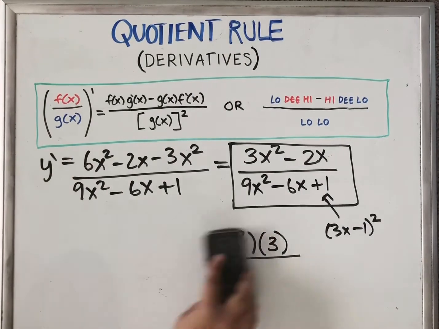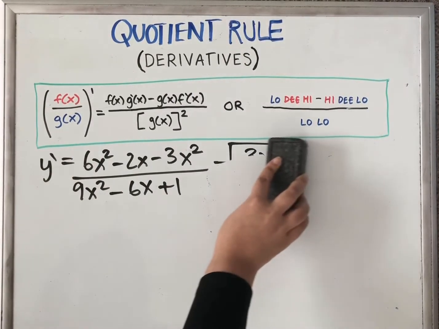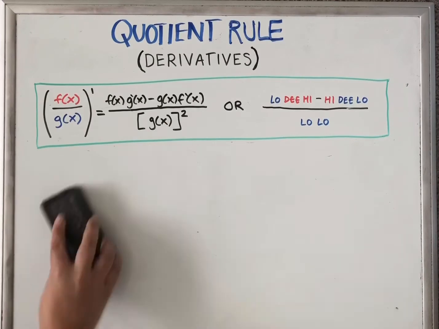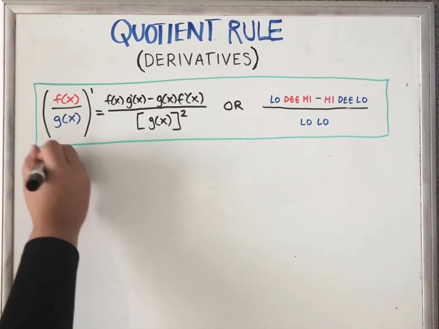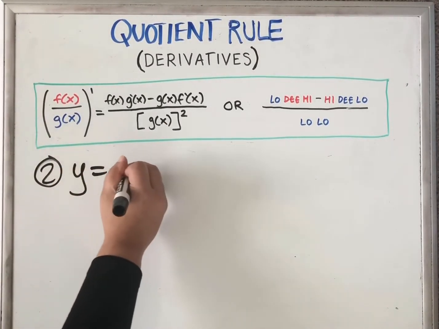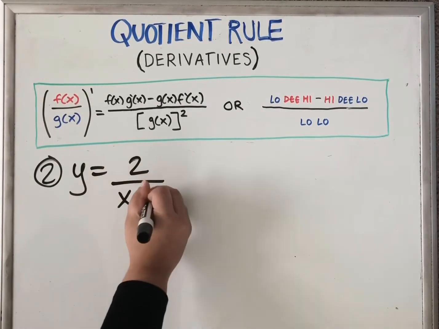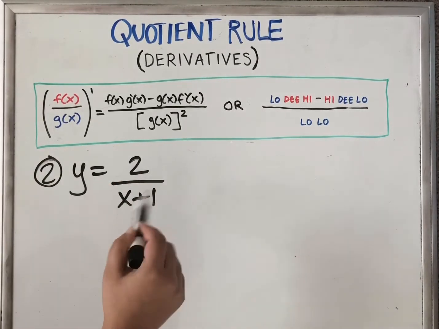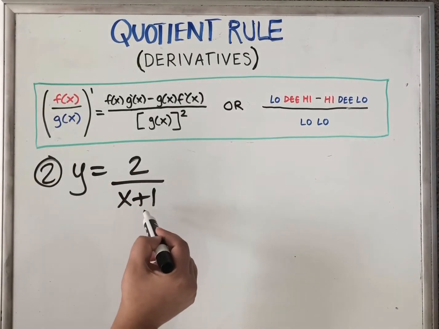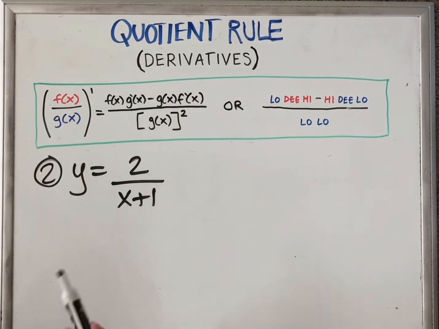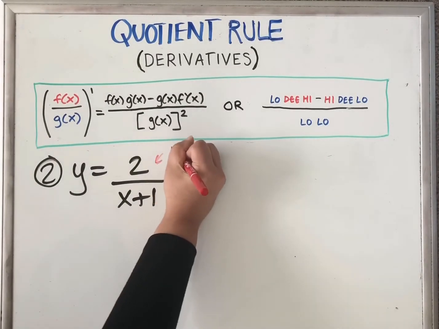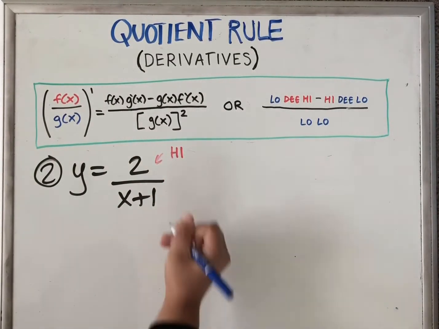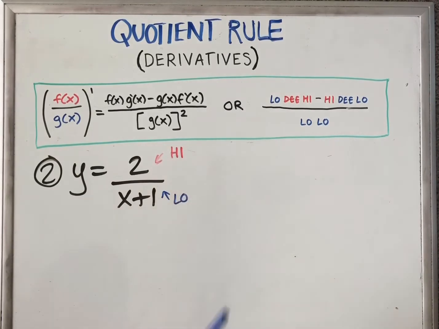All right, so we'll walk through one more very quick, simple example. I have here y equals 2 over x plus 1. Notice we have something in fractional form, in other words, one function over another function. So again, that's your cue to use the quotient rule to find the derivative of this whole thing. We'll call this one our high function, and this one our low function. Okay, and we're all set to take our derivative.